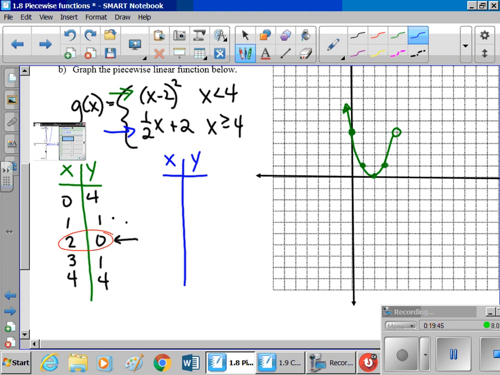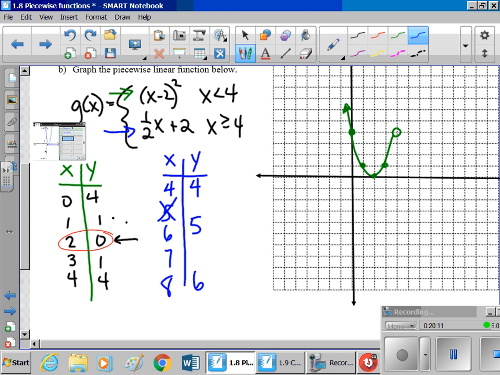But let's look and see what happens here at 4, 5, 6, 7, because it's greater than that. So half of 4 is 2, and 2 plus 2 is 4. Let's do the friendly numbers. I'm not going to do 5. So half of 6 is 3, and 3 plus 2 is 5. And let's do one more. Let's do 8. Half of 8 is 4, and 4 plus 2 is 6.